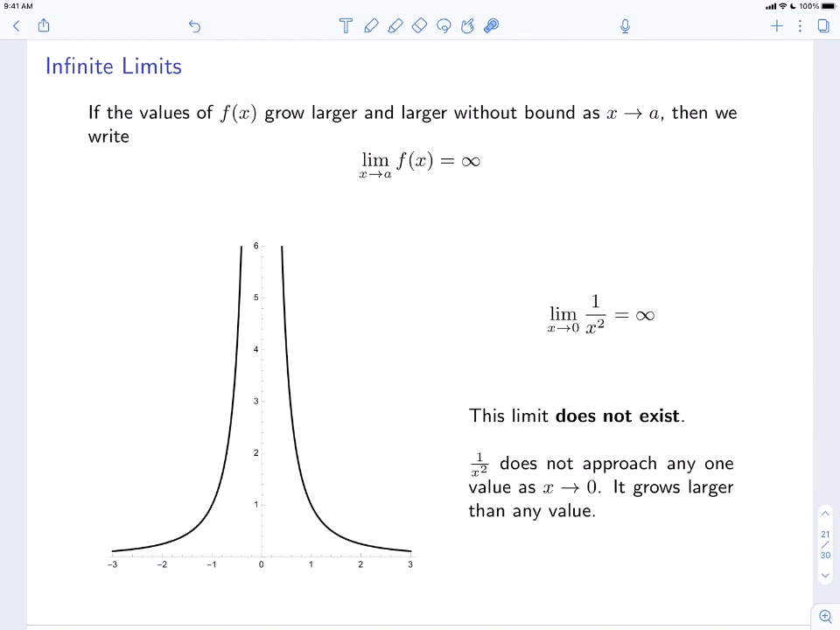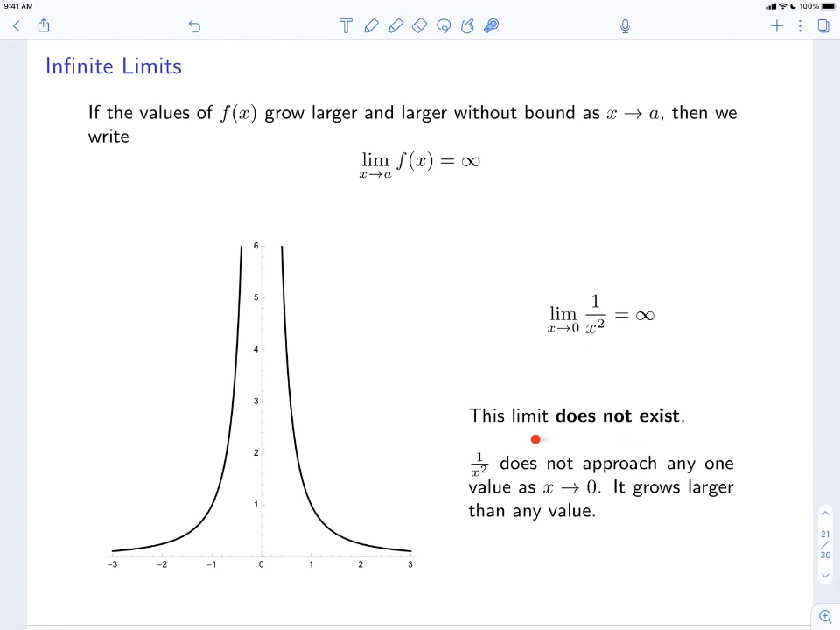Let's talk a little bit about infinite limits. So if the values of a function grow larger and larger without bound as x approaches a, then we write the limit as x approaches a of f at x equals infinity. So in this case, we're looking at the graph of y equals 1 over x squared. So the limit as x approaches 0 of 1 over x squared is infinity.